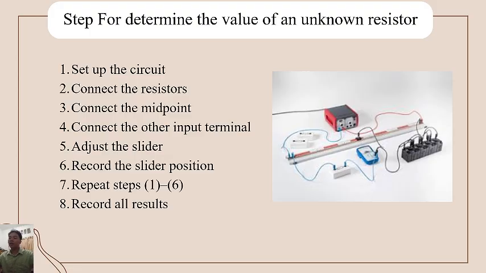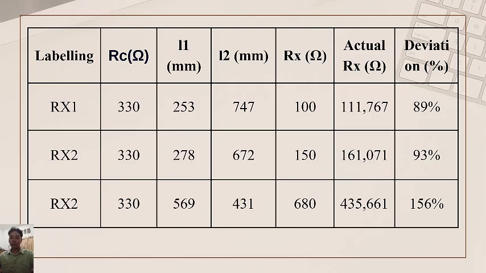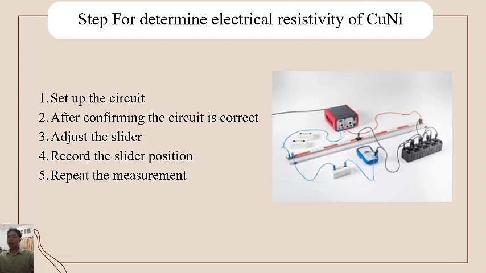This is the table that I was talking about, labeled RX1, RX2, and RX3. And you can see RC in ohm, L1 in millimeter, L2 in millimeter, Rx in ohm, actual Rx in ohm, and deviation in percent. The next after this table is the steps for determining the electrical resistivity of the wire.